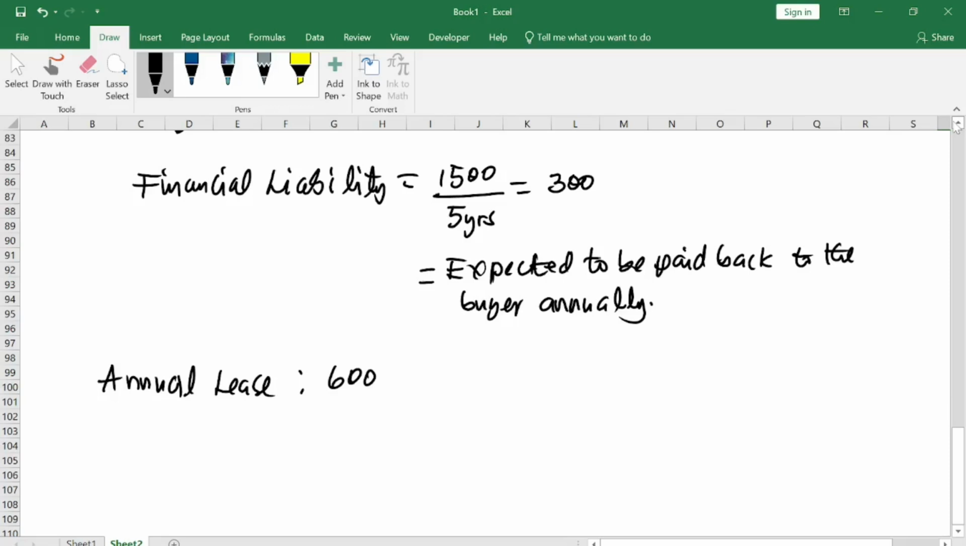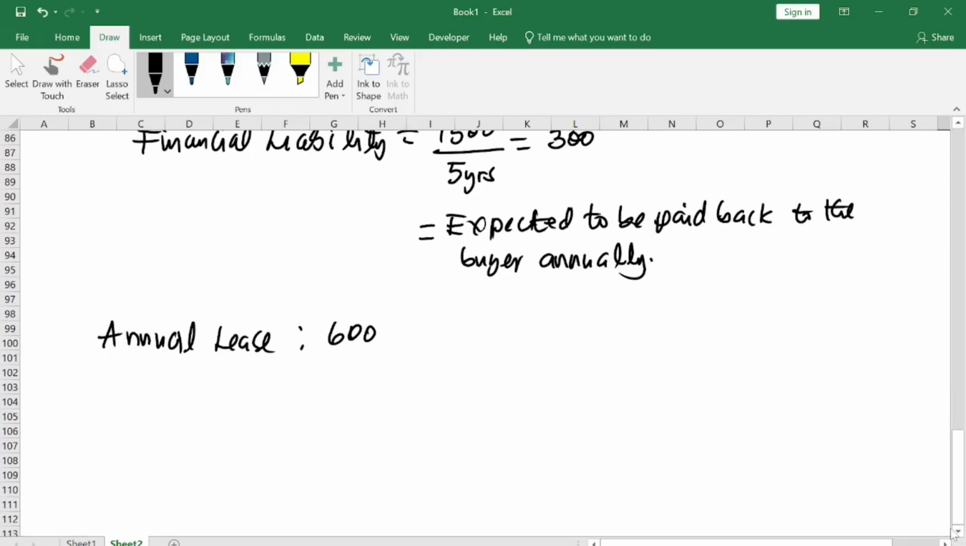When they are paying the excess back, they are not going to pay it in full. They will pay it annually, according to how the annual lease is going to be paid. This is the annual lease that the lessee is going to pay back to the buyer, who is now the lessor. This money was agreed. The lessor agreed that the lessee should pay this 600 every year. So it means that this money includes the financial liability payment.